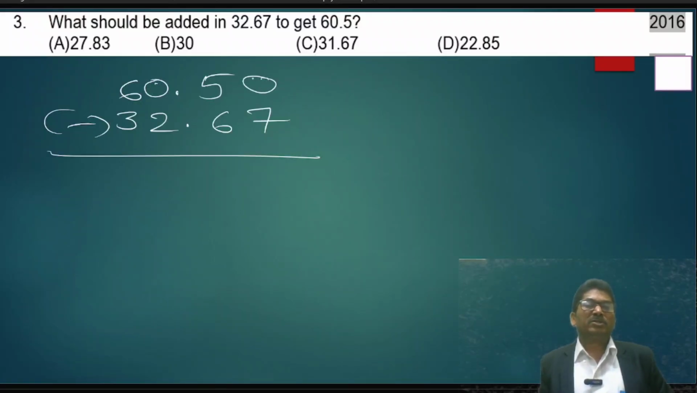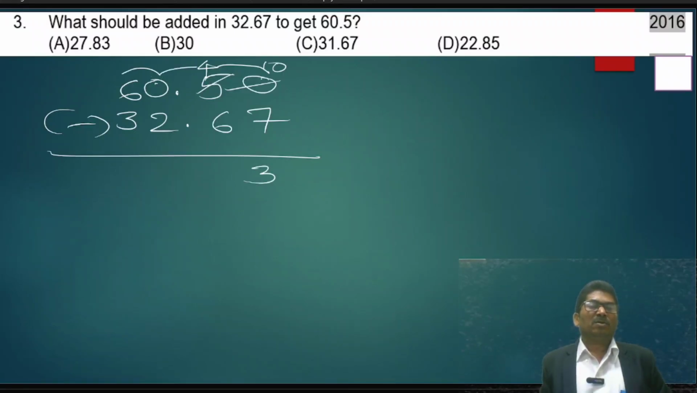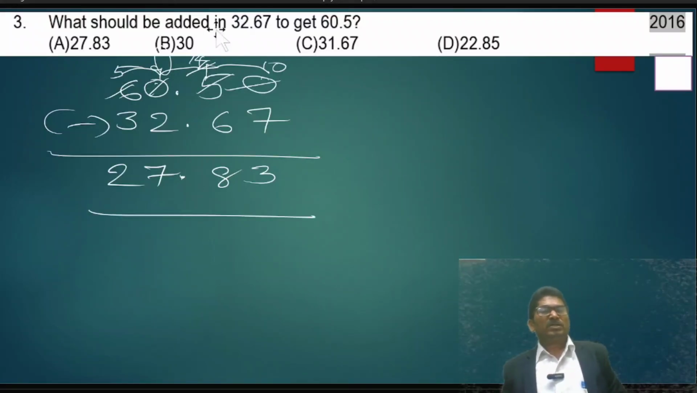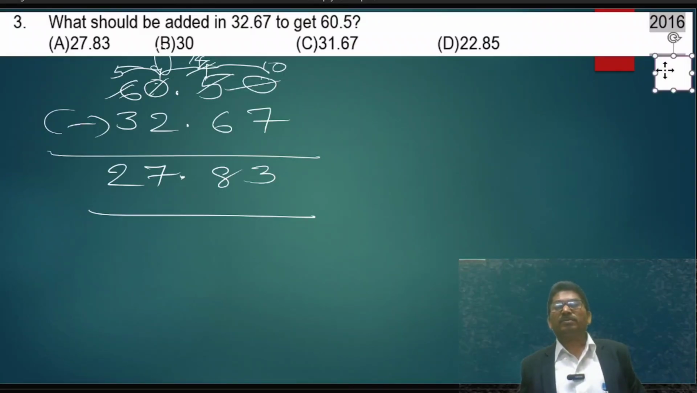So now like decimals, 0 minus 7 not possible. That's why borrow 1 from 5. Here 10. 10 minus 7, 3. 14 minus 6, 8. Here 9 minus 2, 7. 5 minus 3, 2. 27.83. So what is the correct option? A is the correct option.